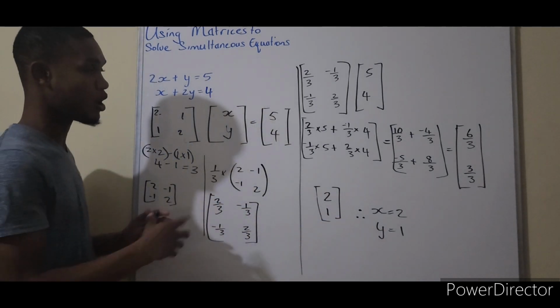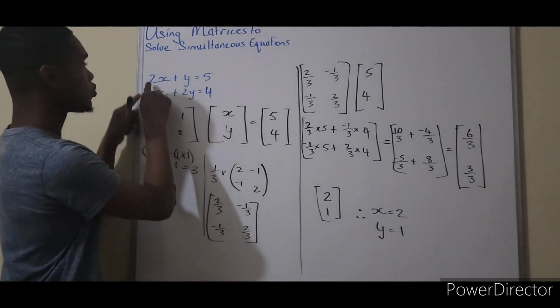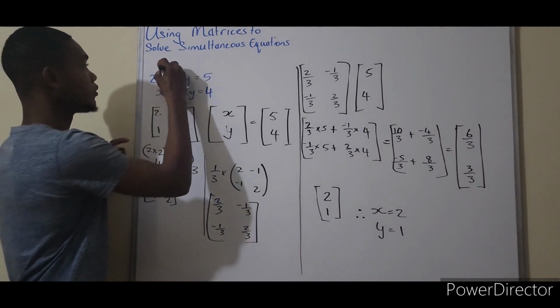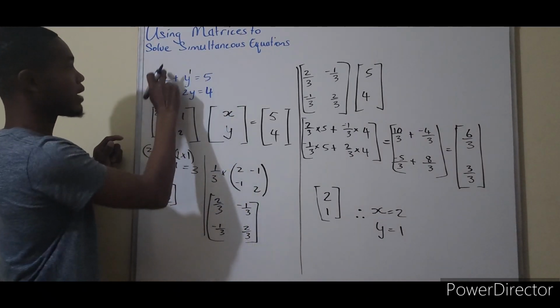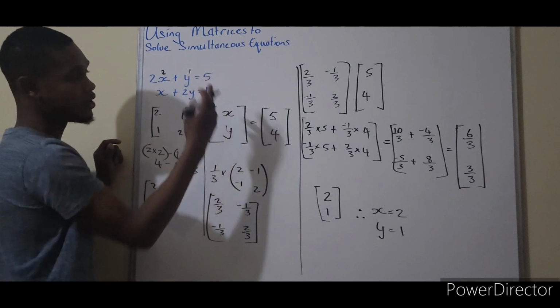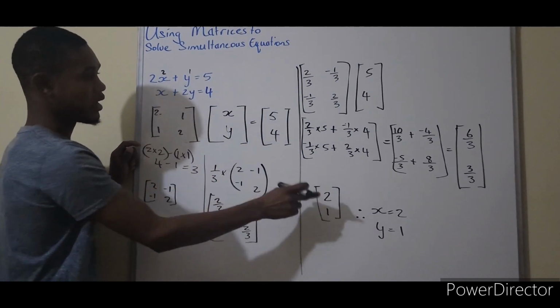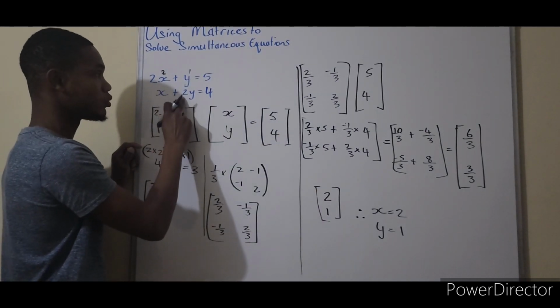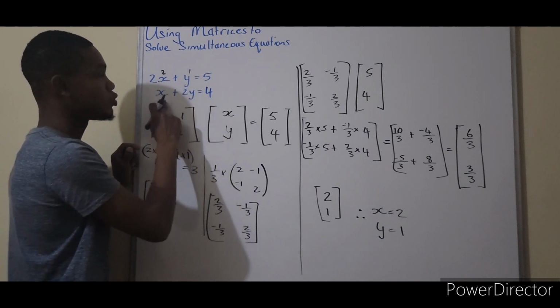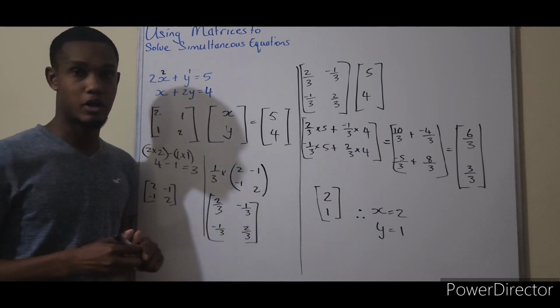So x is 2, y is 1. So 2 times 2 is 4, plus 1 is 5. So that would be correct there. And if x is 2, then 2 plus 2 times 1 is 2, so 2 plus 2 is 4. So that would be correct.